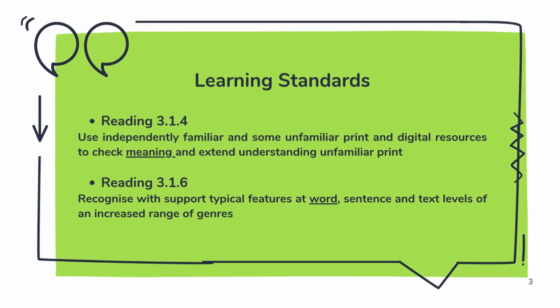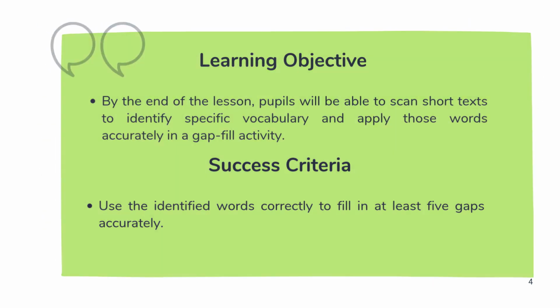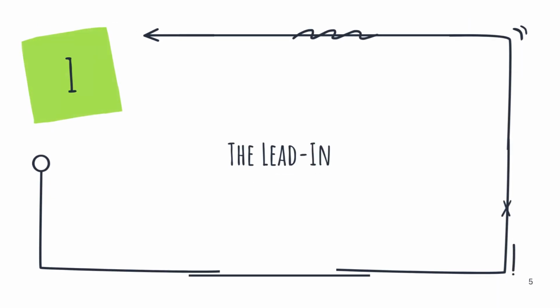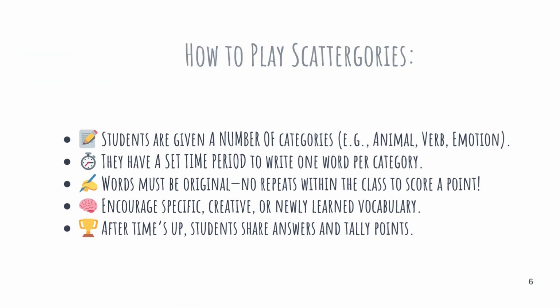So let's watch. This lesson supports two key reading standards. One focused on helping pupils check the meaning of unfamiliar vocabulary, and another that builds their awareness of how words work within different texts. The objective aligns closely. Pupils practice scanning for specific vocabulary and applying those words meaningfully in context. As a lead-in to the activity, I begin by introducing the game and explaining the rules. This ensures that students are clear on the objectives and the expectations before they actually start the activity.